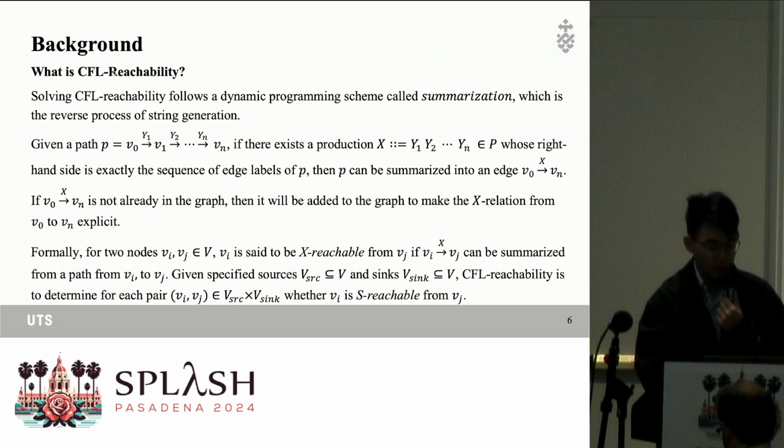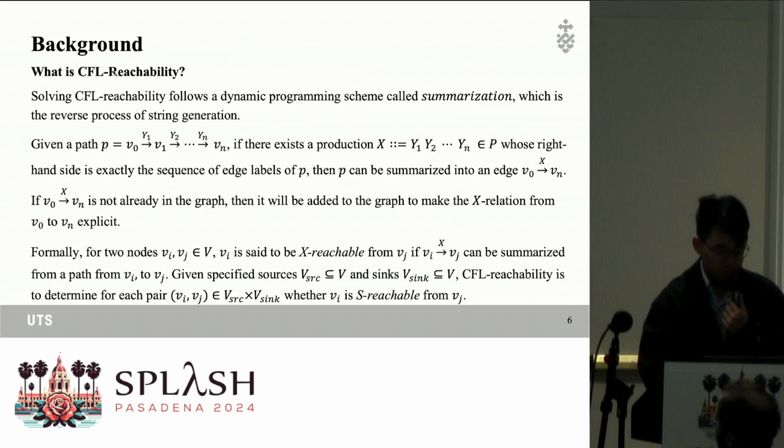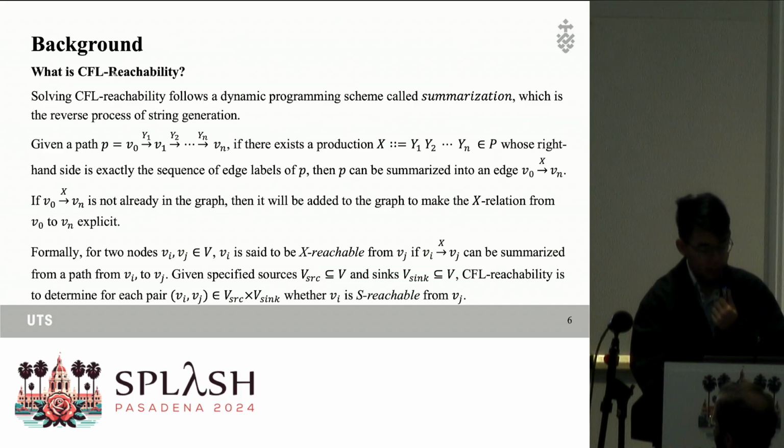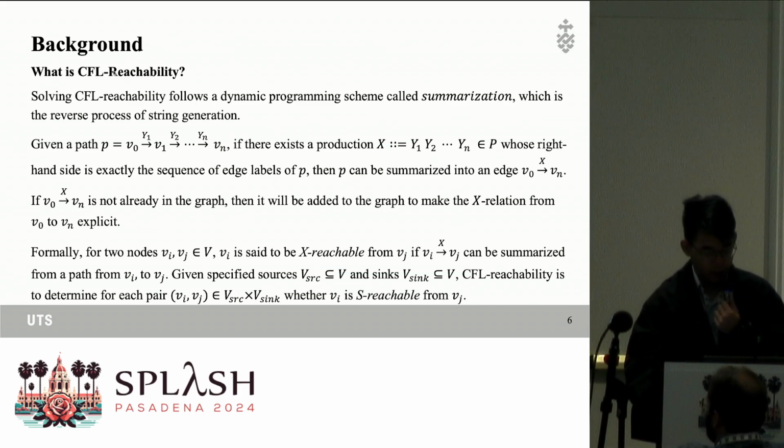Solving CFL reachability follows a dynamic programming scheme called summarization, which is a reverse process of string generation. Given a path P from V0, V1 to Vi, with associated label Y, if there exists a production X from Y1 to Yn in the production rules whose right-hand side is exactly the sequence of edge labels of P, then P can be summarized to an X edge. If there is no such edge already in the graph, it will be added to the graph to make the X relationship explicit. Formally, two nodes vi and vj are said to be X reachable if there is a path from vi to vj that can be summarized to X.